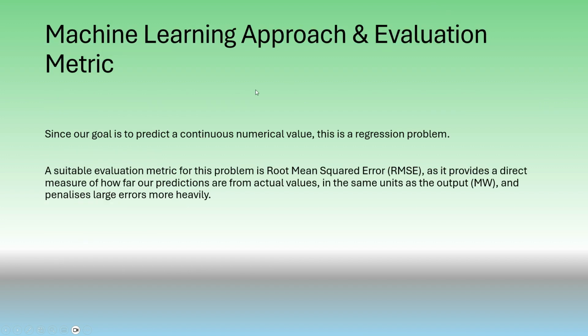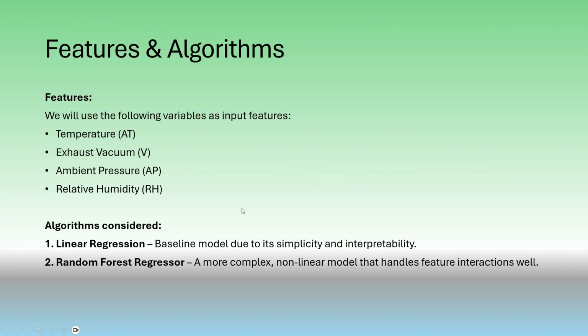So what's the approach and the evaluation metrics? Since we're looking to predict a continuous numerical value, this is a regression problem. A suitable evaluation metric for this problem is root mean squared error, and it also provides a direct measure of how far our predictions are from actual values, and it also penalises large errors more heavily.